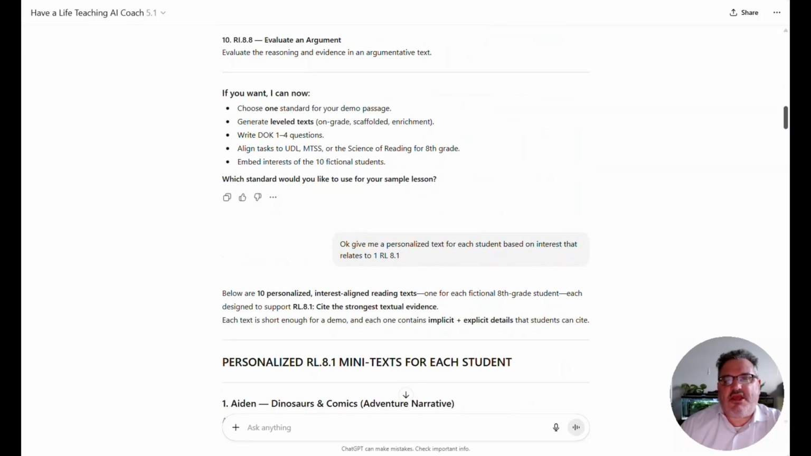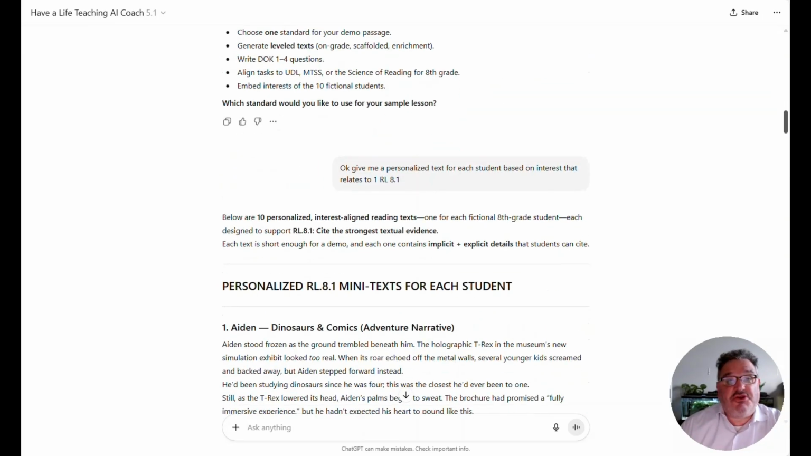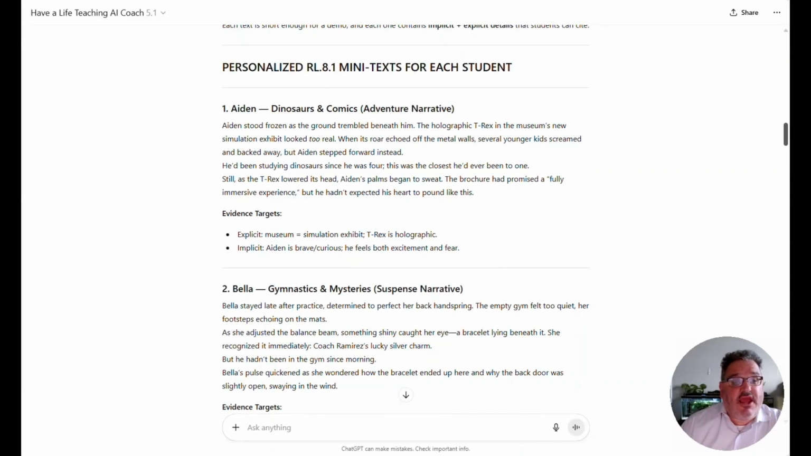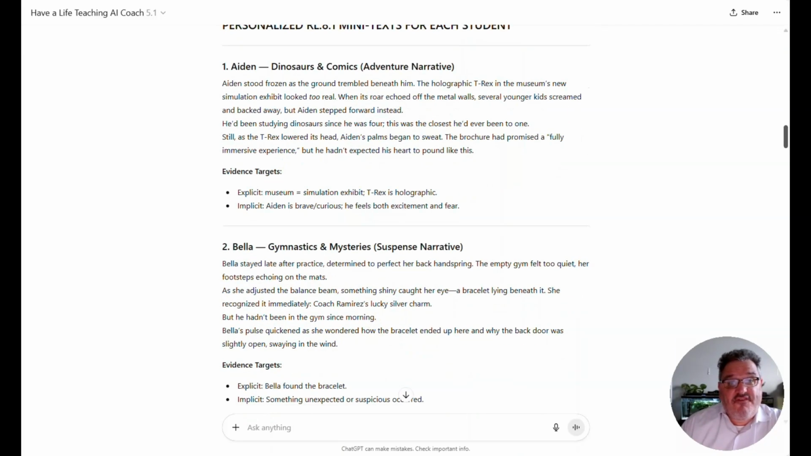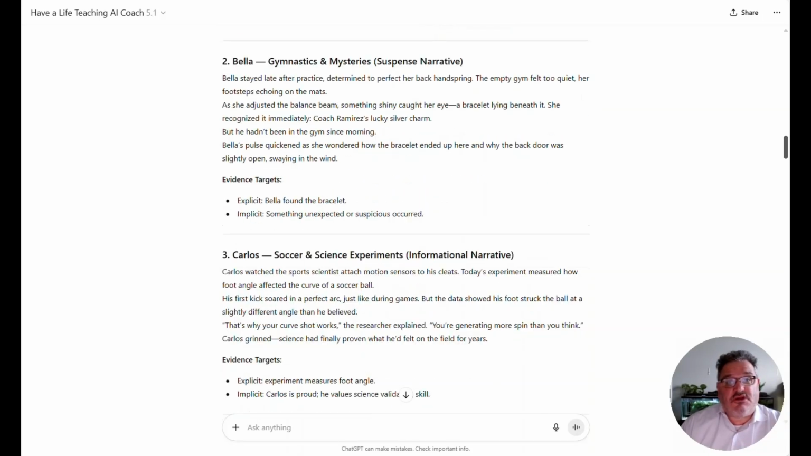So then I said, okay, give me a personalized text for each student based on interest that relates to RL.8.1. And as you could see, it gave me 10 fictional texts, very short. It also provided the evidence targets that students should identify. Now, obviously, if you were going to give your students these narratives, you wouldn't want to include that in what you give them. But obviously, as a teacher, it definitely does help you to see if the students are understanding text-based evidence and able to determine what the strongest claims are.